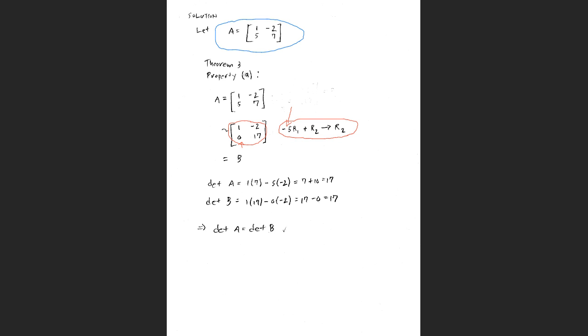So what I want to do is compute the determinant of A and the determinant of B and see how they compare. Well, these are 2 by 2 matrices, so it's very easy to compute the determinants. The determinant of A will turn out to be 17, and the determinant of B will also turn out to be 17. So therefore, the determinant of A equals the determinant of B, just like theorem 3, rule A says in section 3.2.